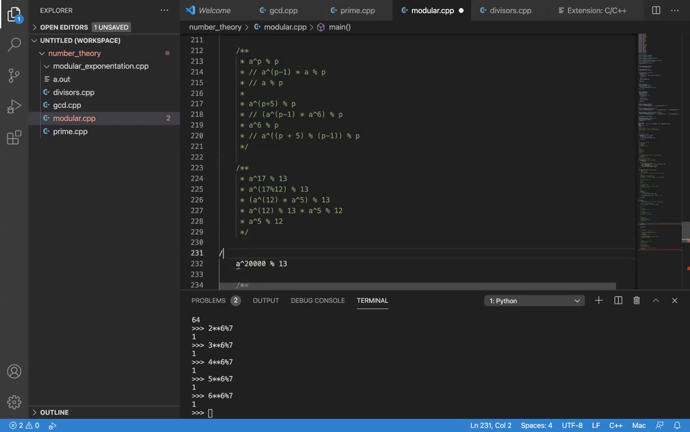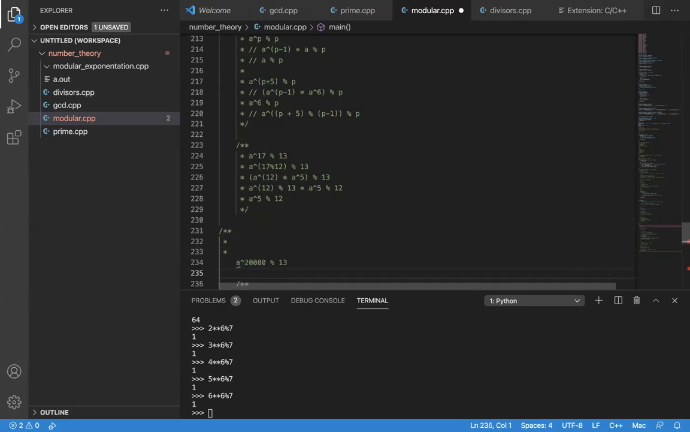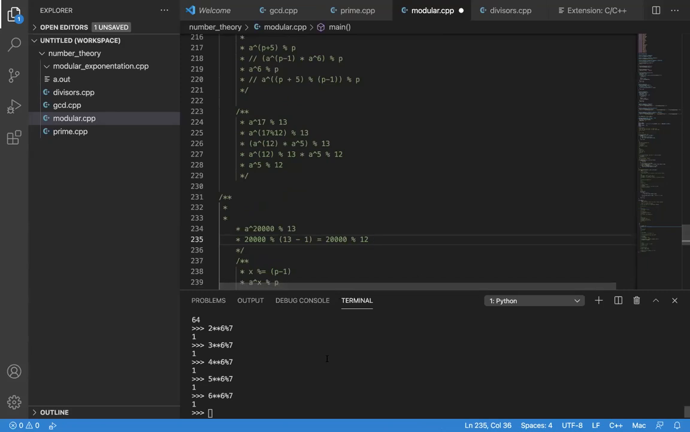So in that case, we don't deal with the number itself. We only deal with the power first and then overall with the number. So what you do, you first take the power 20,000 and you reduce that power. You take 20,000 modulo 13 minus 1, which is 12. So 20,000 modulo 12, whatever that number is, if you do a power that much, the answer is going to remain the same.